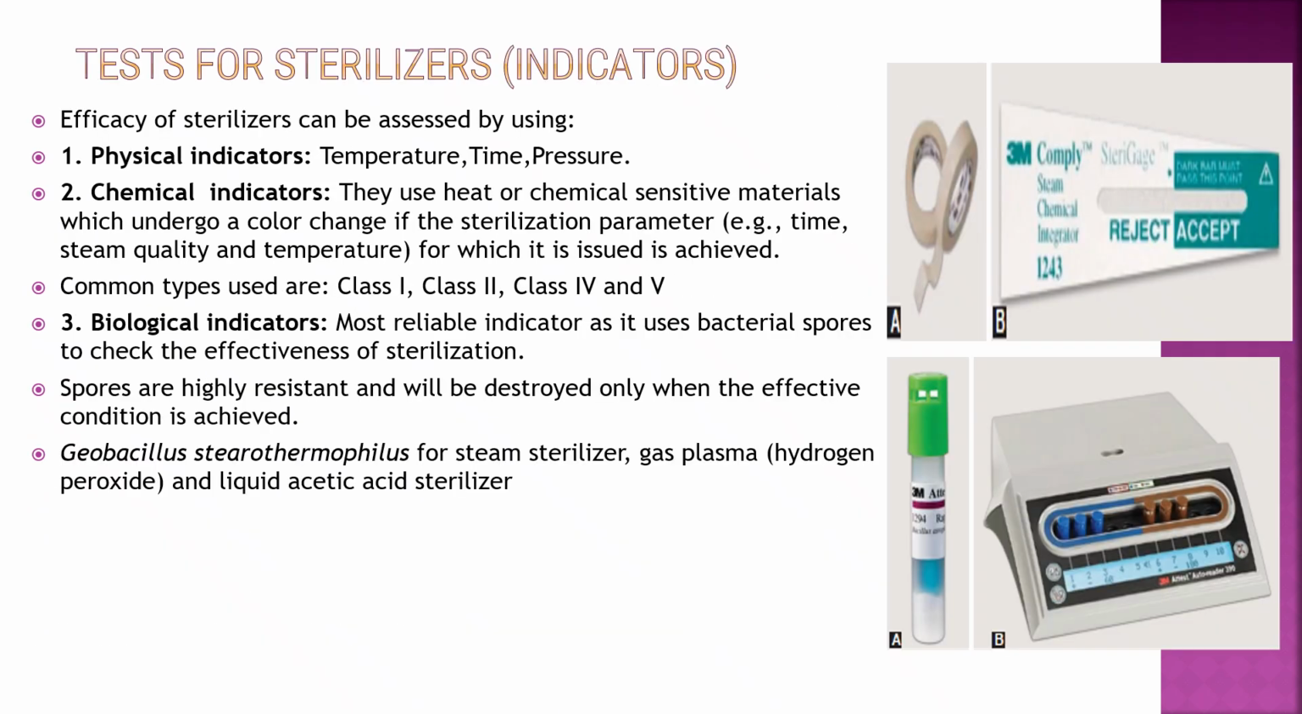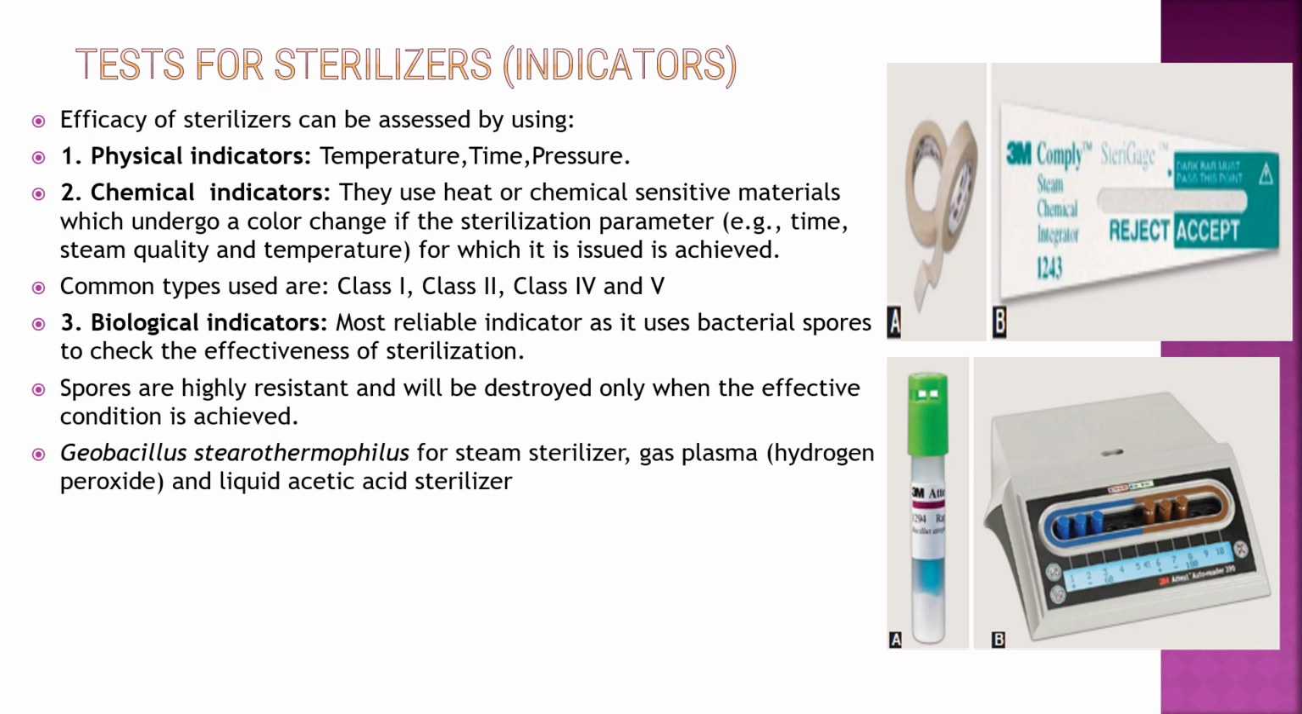Tests for sterilizers: the indicators. Physical indicator: time, temperature, pressure. Chemical indicator: they use heat or chemical sensitive material which undergoes a color change if the sterilization parameters, that is time, steam quality, temperature, for which it is designed are achieved. Common types are class 1, class 2, class 4 and class 5.